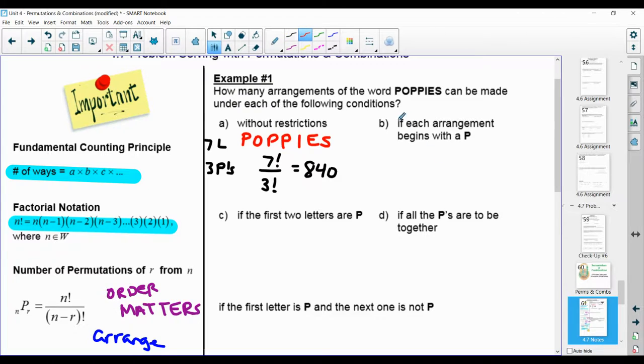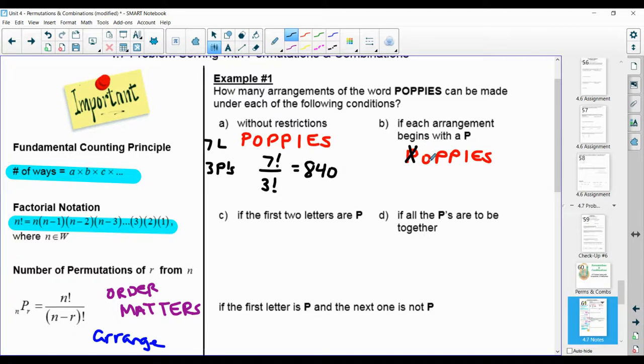Now, what if each arrangement has to begin with a P? So I've got P-O-P-P-I-E-S. Well, ultimately what I'm going to do is just take one of the P's out of the equation. So I have to start with a P, so I know my first letter is a P. It doesn't matter which P I pull out, it's still going to look the same.